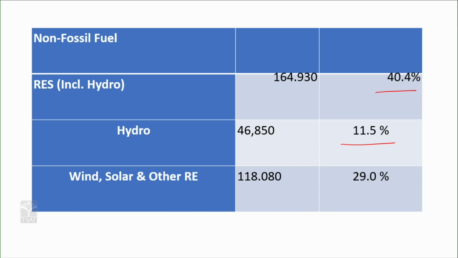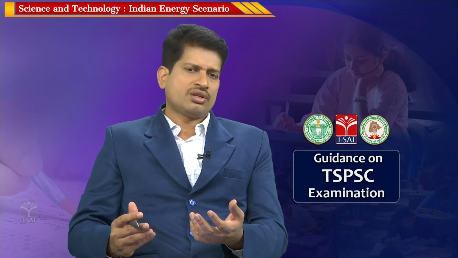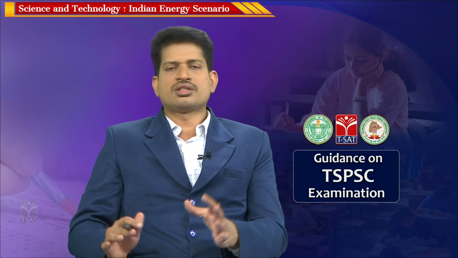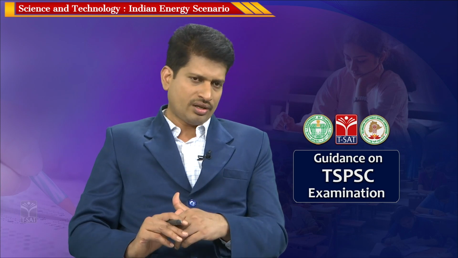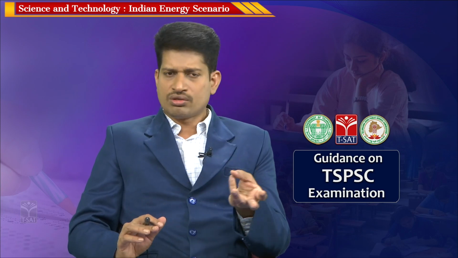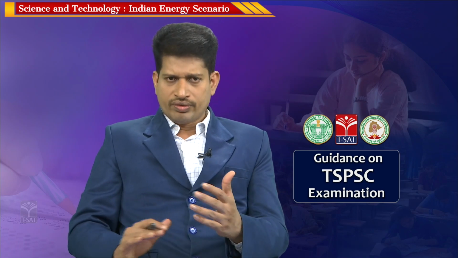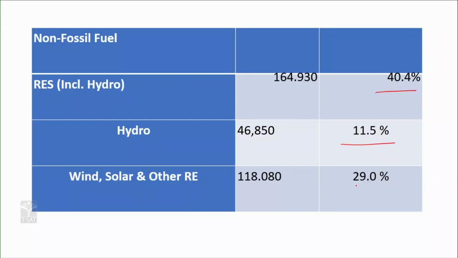So, what is a fossil fuel? A fossil fuel is one which is derived from fossils. What is a fossil? A fossil is a remnant of an extinct living organism which generates fuel through geological processes, embedded deep in the earth's layers, is a fossil fuel. So, wind is not a fossil fuel, solar is not a fossil fuel. So, when the non-fossil fuels are considered, this is the scenario. The wind, solar and other renewable resources occupy around 29%. So, this kind of scenario is required to understand.